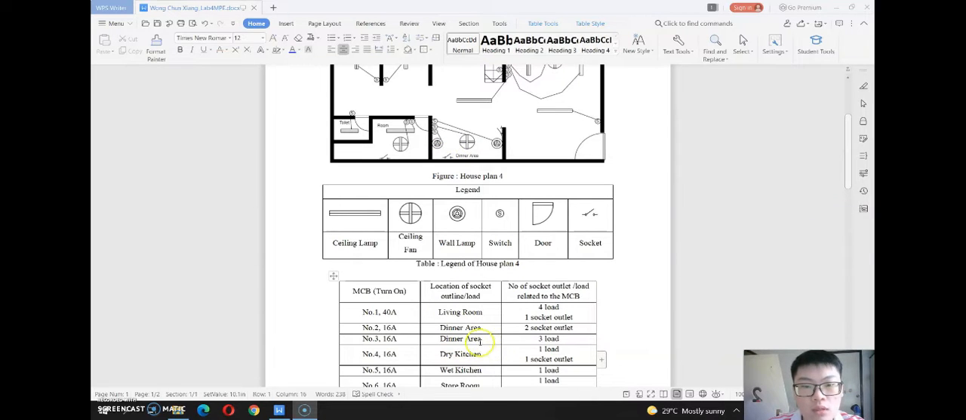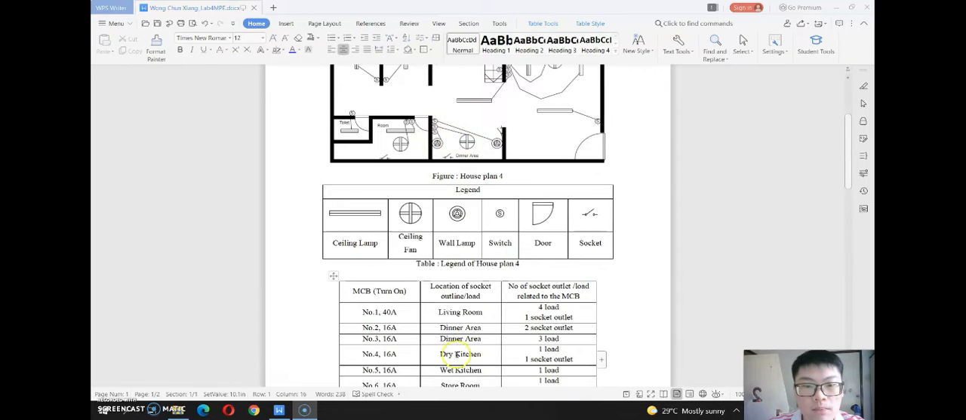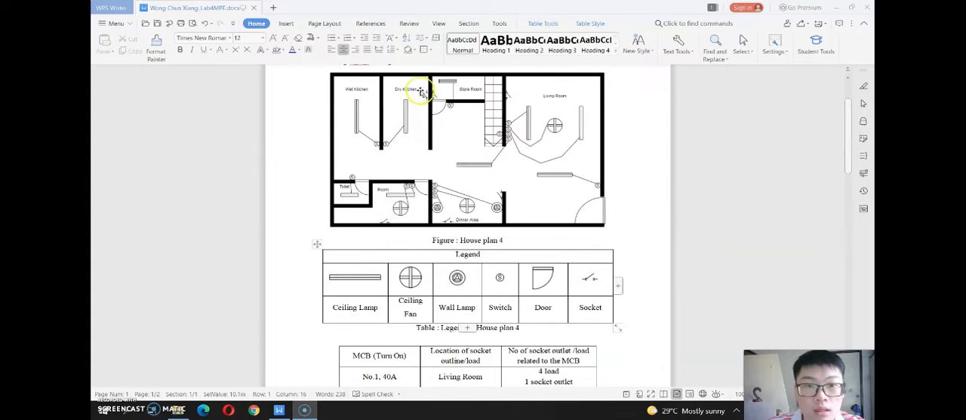Next, number 3 is also the dining area. It has 3 loads. Here you can see the lamp. These 2 are lamps and this is the fan that is controlled by the number 3 MCB. Next, the dry kitchen. The dry kitchen has 1 load and 1 socket outlet. Here, 1 socket outlet and 1 lamp.